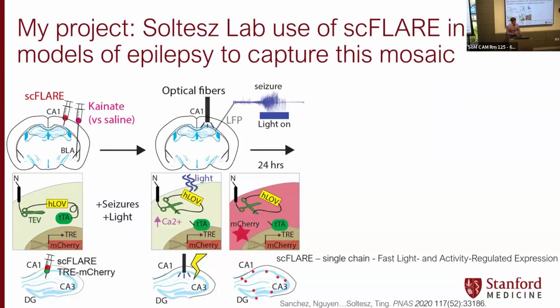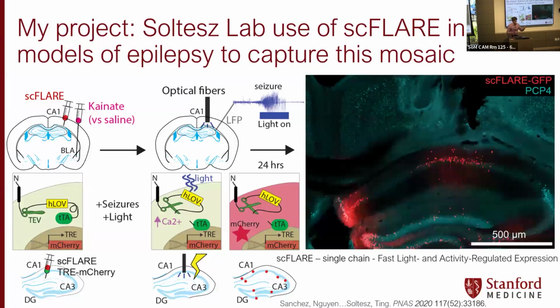In our model, we have SC-FLARE in the CA1 of the mouse hippocampus, and I put kainate, an excitotoxin, in the amygdala. And we can have a closed loop system where we detect seizures, and when the seizure is detected, shine a light. Those two things together should give us this. So this is a mouse brain. This is the hippocampus. You can see a bunch of red dots that represents labeled cells with SC-FLARE. And there's a few different clusters. There's one here, and one there. And we'll talk more about those clusters later.